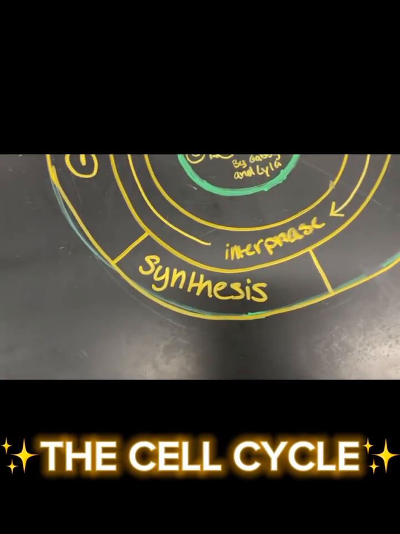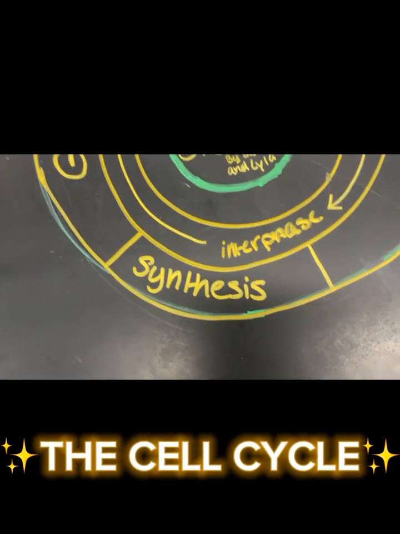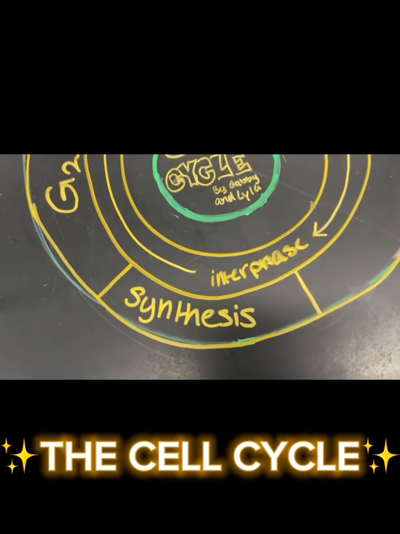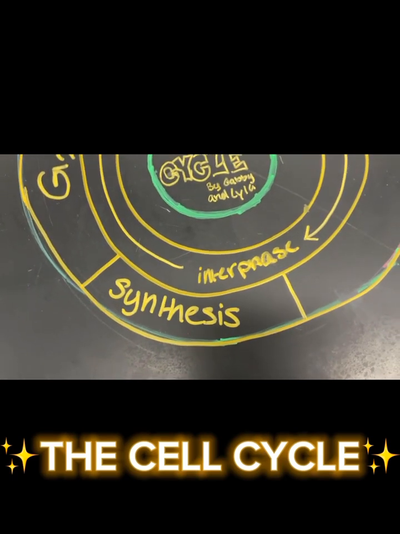The second stage of interphase is called synthesis. During synthesis, the cell replicates its DNA, so each DNA has a duplicate of itself identically. During this stage, it's still hard to see the DNA since they are still in their chromatin form.